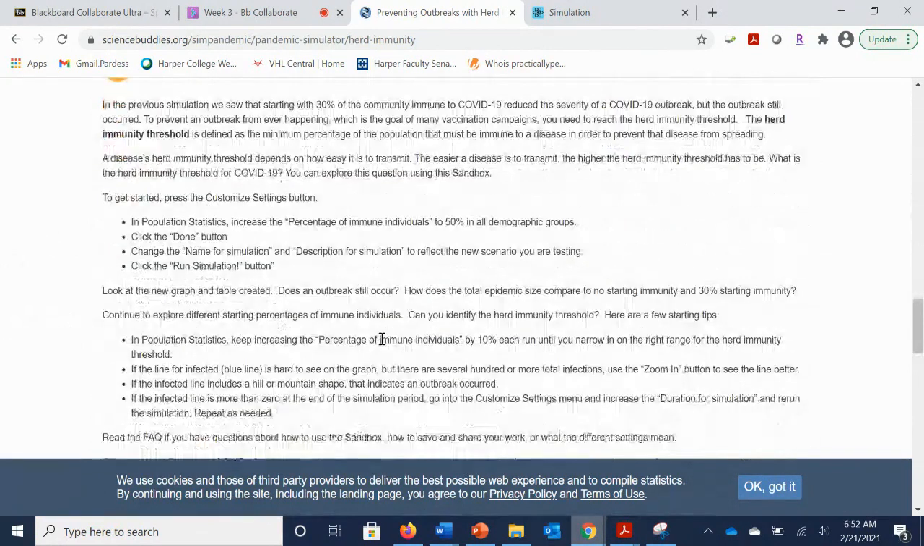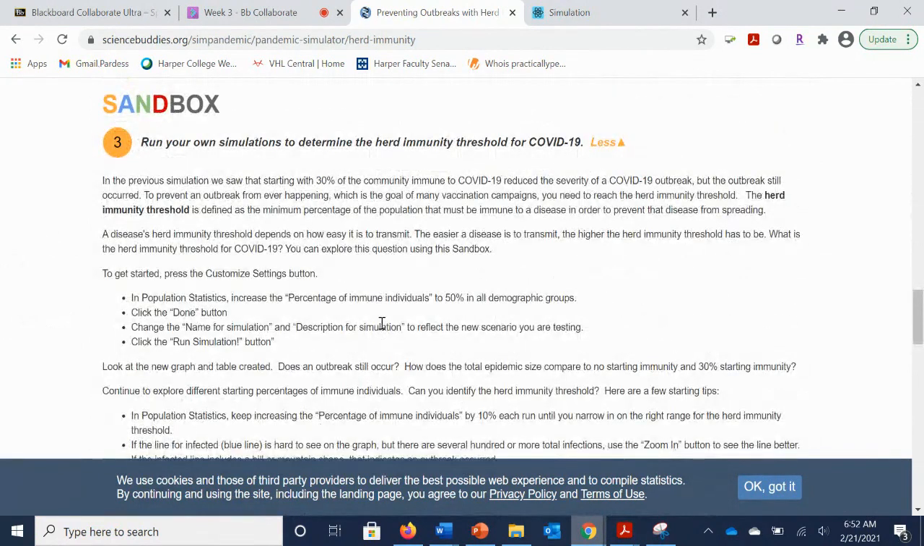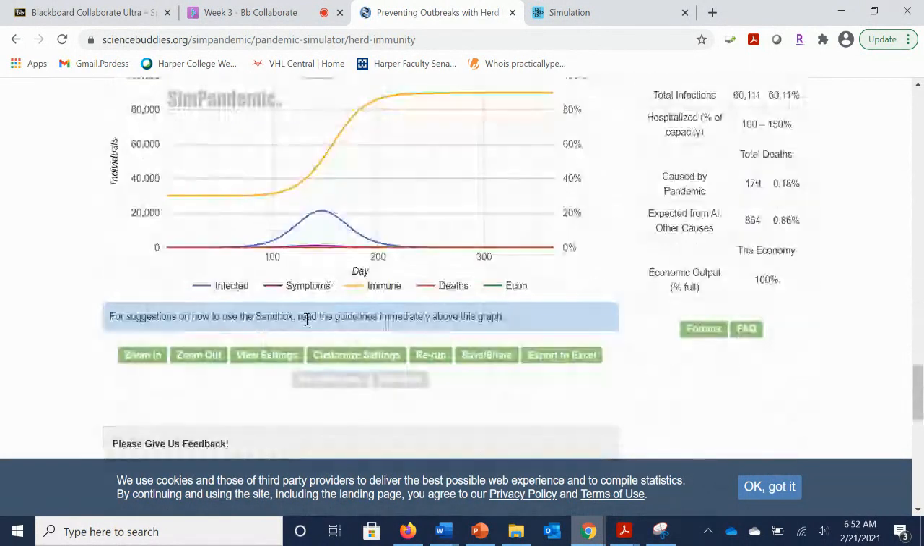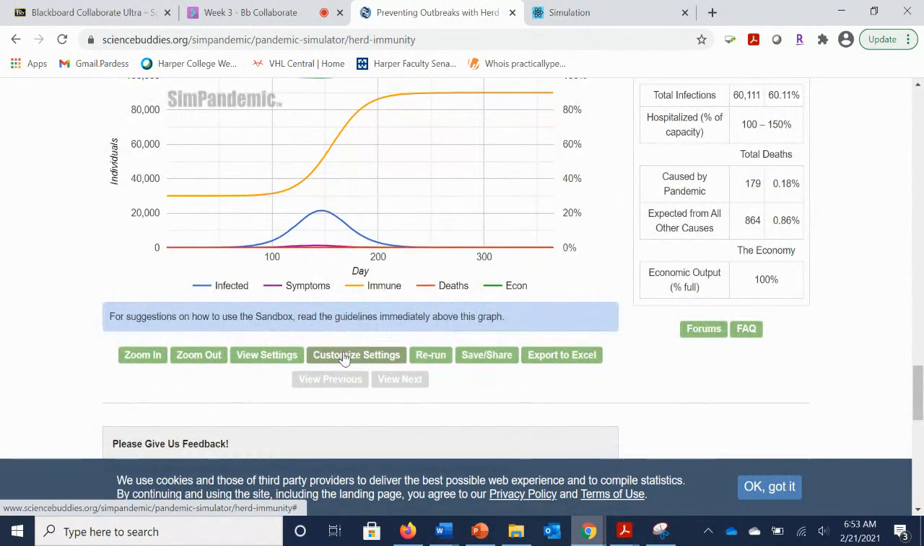And then last, you're going to run your own simulations to determine what is that herd immunity threshold for COVID-19. Here are the directions for how to do it. And here's where you would do it. So you would put customized settings. Let me open that in a new tab so you can see what it looks like.